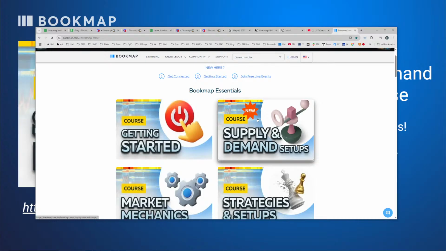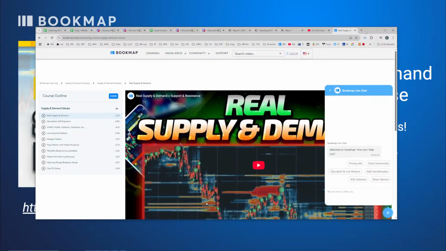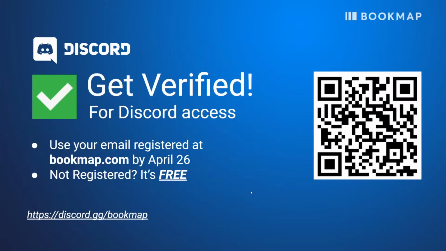The goal of this course is to give you these 10 supply and demand setups that are very simple, like absorption, exhaustion, or if you're a VWAP trader, volume profile trader, or trend lines or flag patterns, etc. How does this work with supply and demand, and what Bookmap is showing in terms of liquidity? So go check it out. Hope you find it helpful.